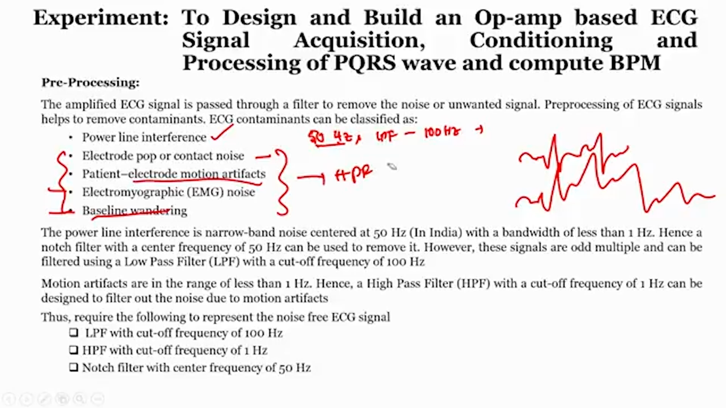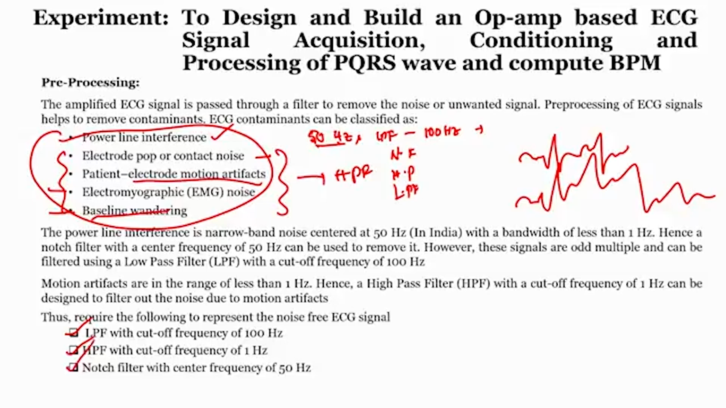So, if I can design a notch filter, a high pass filter and a low pass filter, the noises due to these ECG contaminants can be completely filtered out. That means in this pre-processing stage, we have to design a low pass filter with a cutoff frequency of 100 hertz, and a high pass filter with a cutoff frequency of 0.5 or 1 hertz, because our wanted signal is QRS, which is at a maximum of around 20 hertz. Then a notch filter with a center frequency of 50 hertz. These are the 3 major filtering blocks that we are going to use in our experiment today.